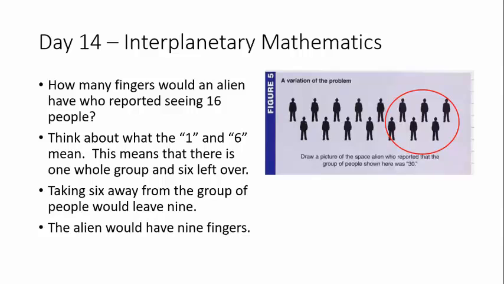Let's take away 6 from the group. I've circled 6 people here. That would represent what's left over. And then the others would be a group of 9. So the alien would have 9 fingers.